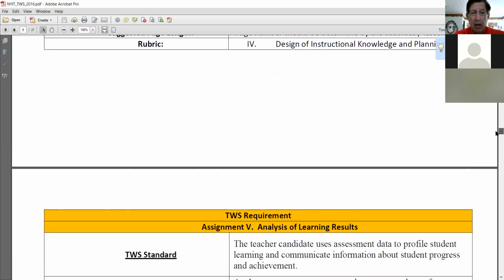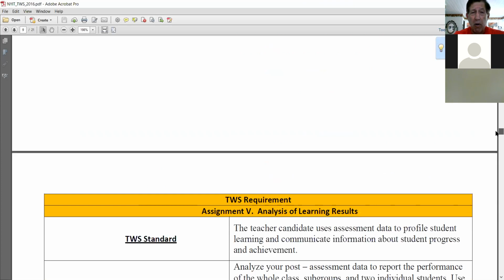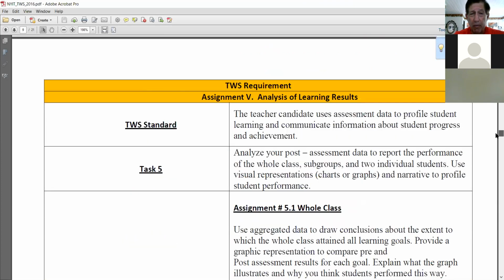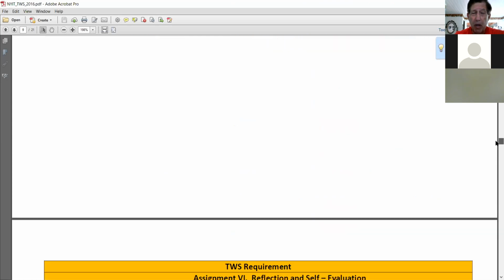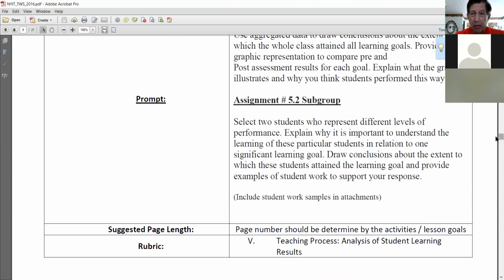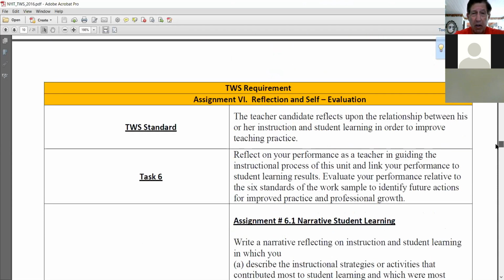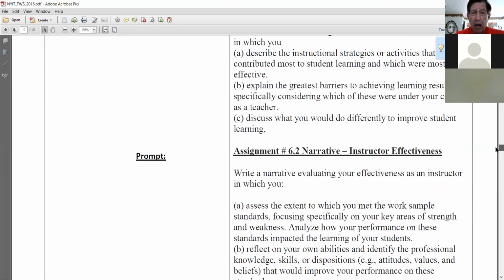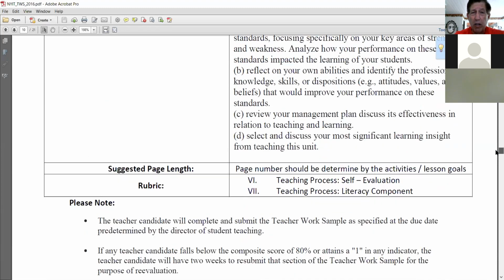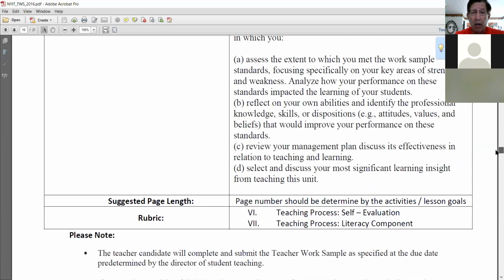Task 5, you're now going to analyze the student results. Whole class, you're going to have 2 students of completely different abilities and analyze their results as well. And you have to provide student samples. And task 6 is your reflection on the unit, on the problems you had, the use of the instructional strategies, your effectiveness, what you could do to improve your instruction, et cetera, et cetera.